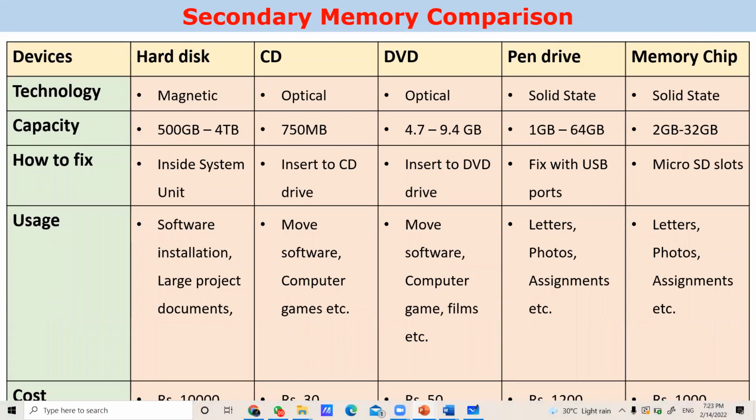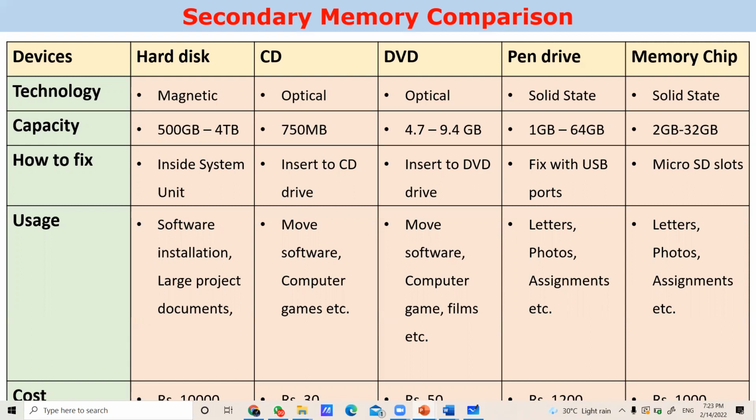They are going to compare with some descriptions. In the first column you can see the description. Then you can see some devices: hard disk, CD, DVD, pen drive, and memory chip. Then look at the technology, and get an idea about which technology is used for each secondary memory. For the hard disk, magnetic. For CD and DVD, optical. Pen drive and memory chip, solid state, right? Regarding capacity, you can clearly get these ideas.